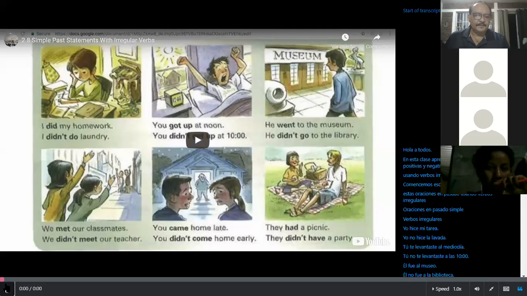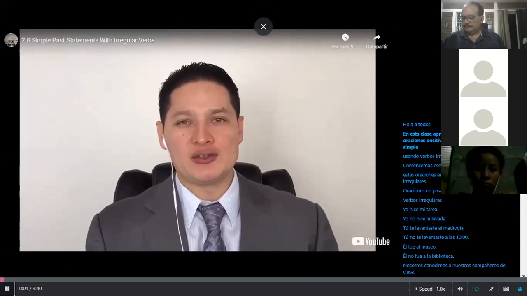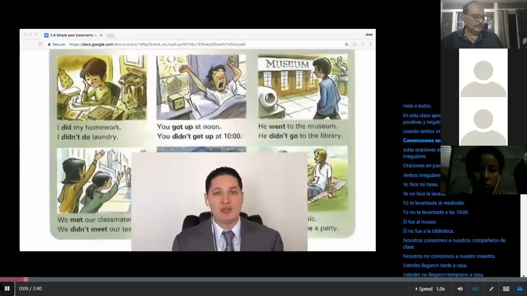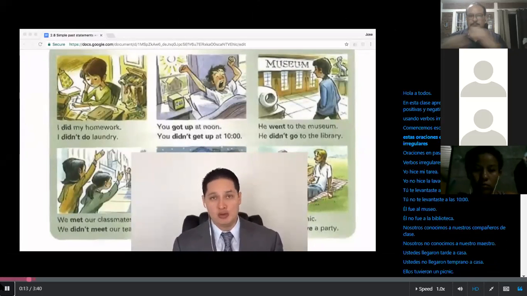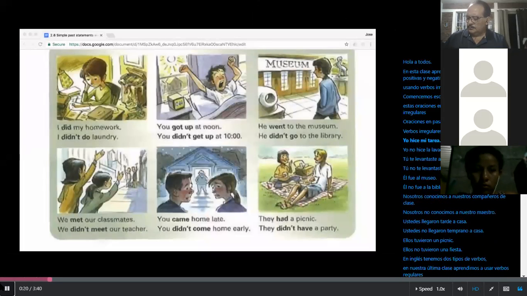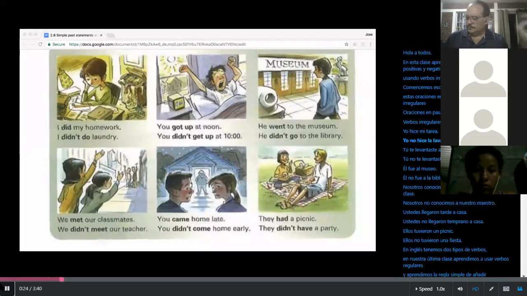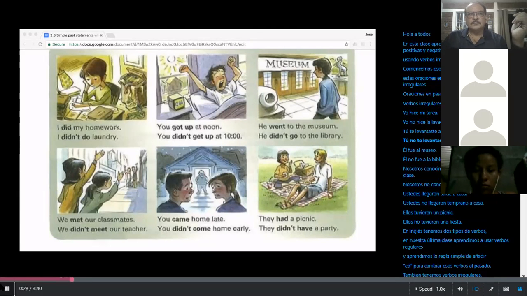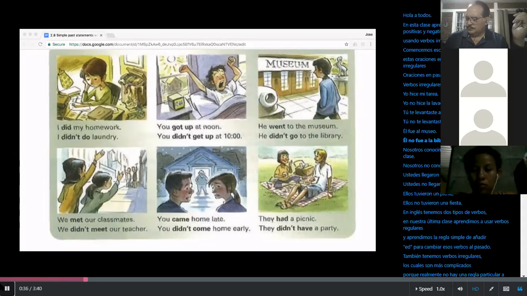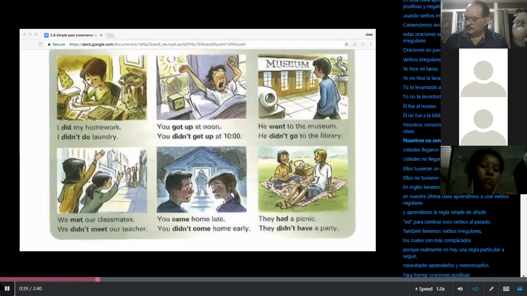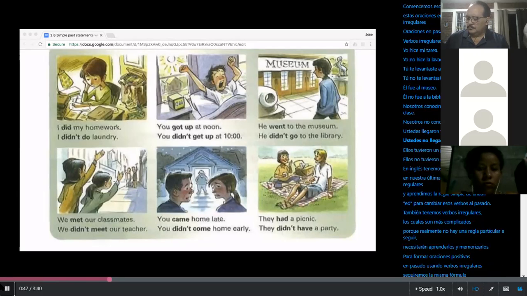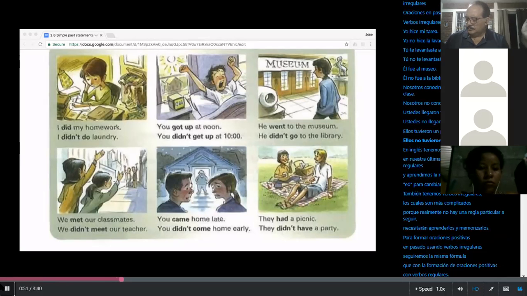This is the sound of music. Hi everyone. In this class you learn to form positive and negative statements using irregular verbs. Let's get started by listening and practicing these statements in the past using irregular verbs. Simple past statements. Irregular verbs. I did my homework. I didn't do laundry. You got up at noon. You didn't get up at 10 o'clock. He went to the museum. He didn't go to the library. We met our classmates. We didn't meet our teacher. You came home late. You didn't come home early. They had a picnic. They didn't have a party.